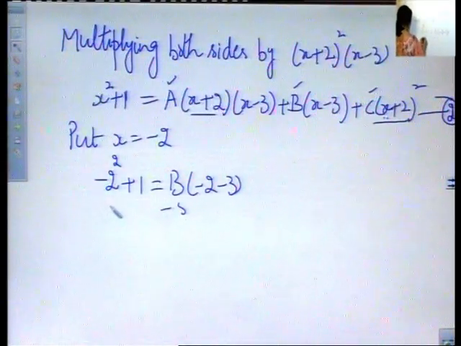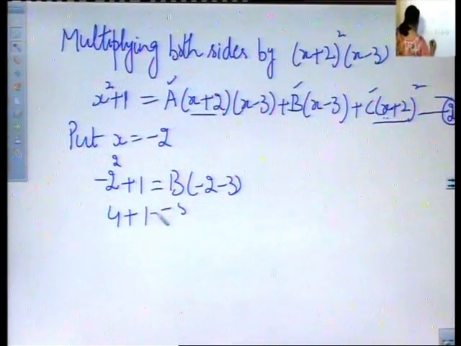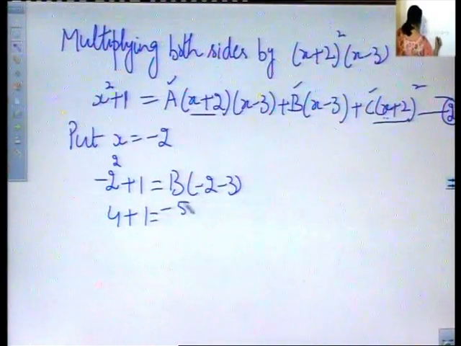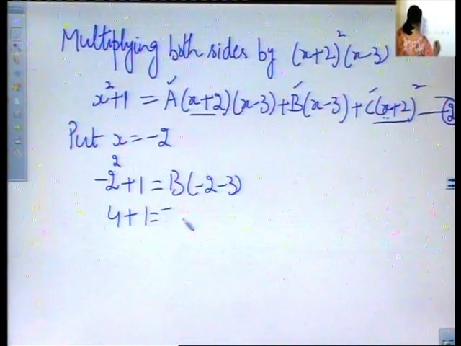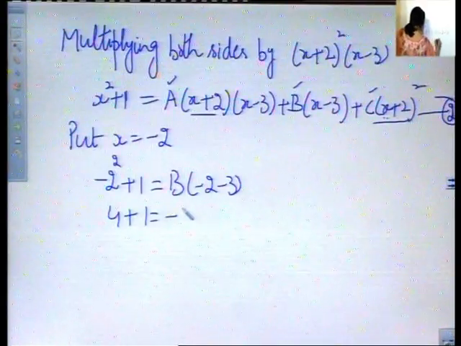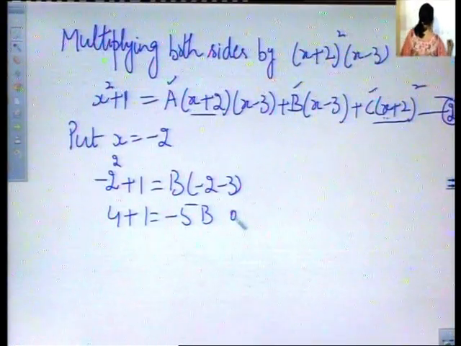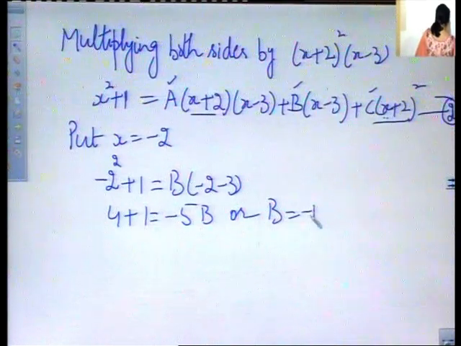This we get as 4 plus 1 equal to minus 5b, or the value of b comes out to be minus 1.